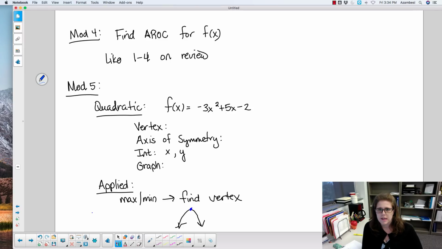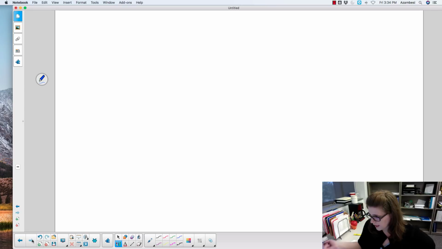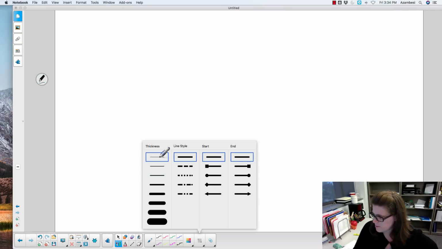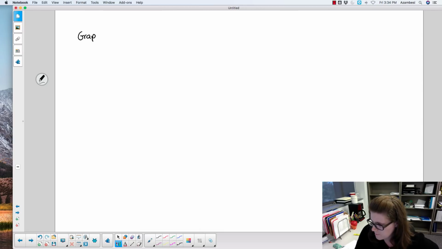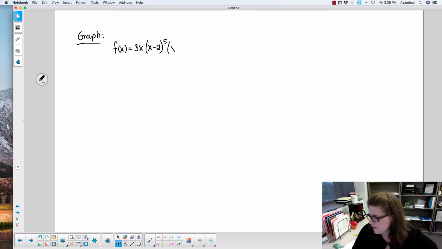Moving along to the second half of Module 5. Second half of Module 5 are higher order trig functions. So you will have to graph something that is given to you in nice factored form. So I want you to take a polynomial in factored form and graph it. So it could be something like f of x is equal to 3x times (x minus 2) to the 5th times (x plus 1) to the 4th, and so on.